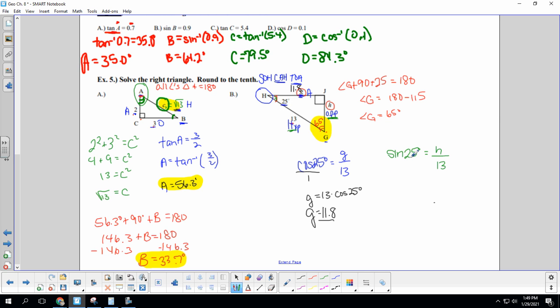Okay, so this way they gave me 13 and they gave me 25, so I'm not using any numbers that I've calculated, so it really reduces our error. 1 times H and 13 times sine 25. 13 times sine of 25 on my calculator is 5.5. Okay, and that captures all our missing values. We found G, we found little g, and we found H.